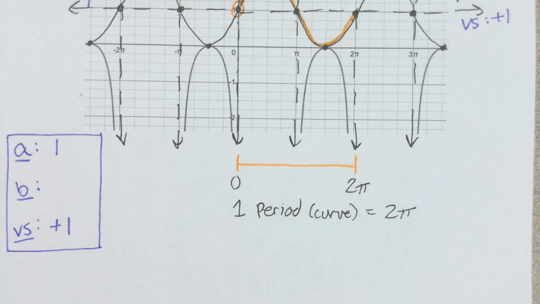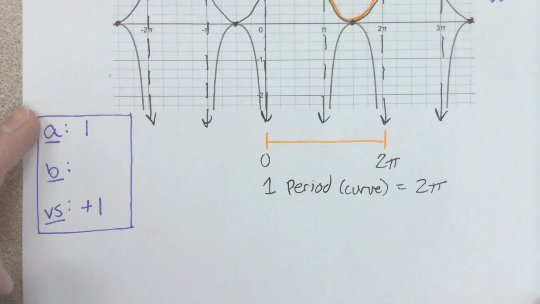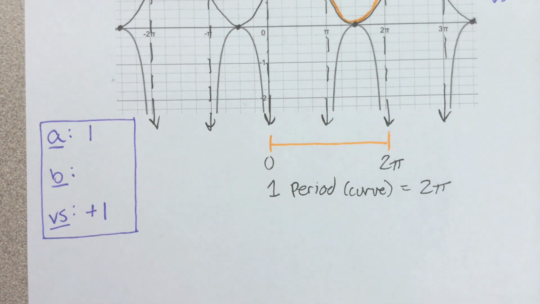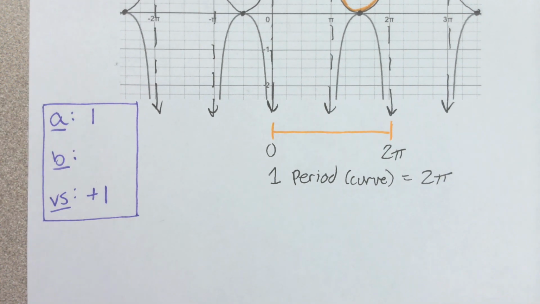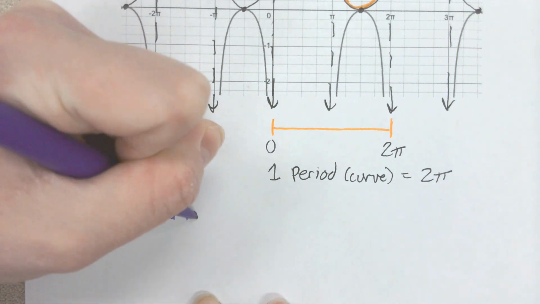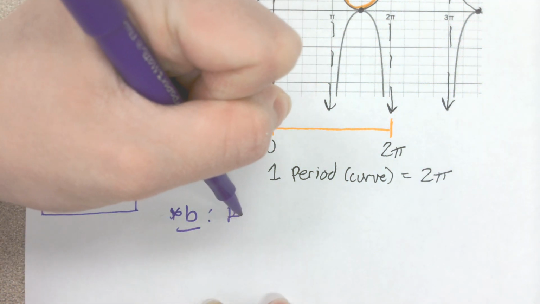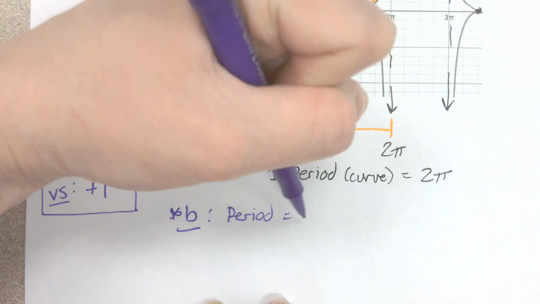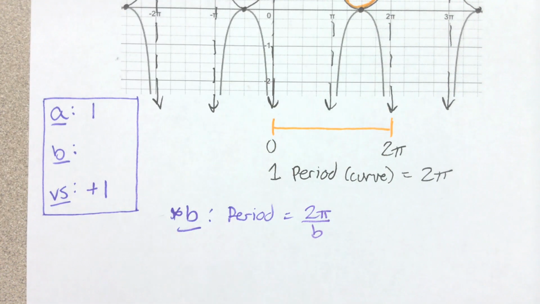Now, if you don't start at 0, it's not so easy. So in the next example, I will intentionally not start at 0, again, just to show you how different that looks. Reminder, the whole point of finding the period is to find that b value, because in order to find b, we use the formula period equals 2 pi over b. And you have to have the period in order to find that.